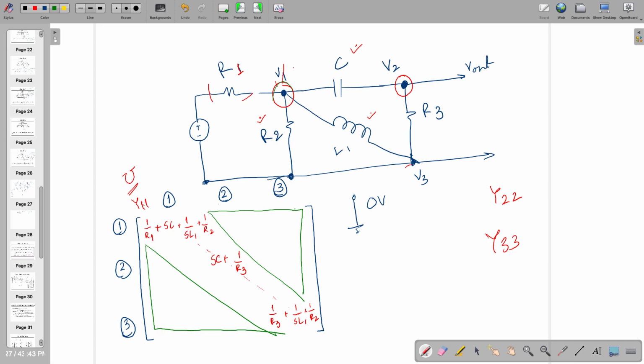So I am traveling from 1 to 2. Earlier I was looking at all other nodes also. When it was y11, I was looking at second node, third node, all other nodes. But when I am looking for y12, I am only specifically looking for the passive components which are available between 1 and 2 node, which will be negative. So what is between 1 and 2? Only capacitor. So I will write down SC, but it will be with negative sign. Direct connection. Okay.